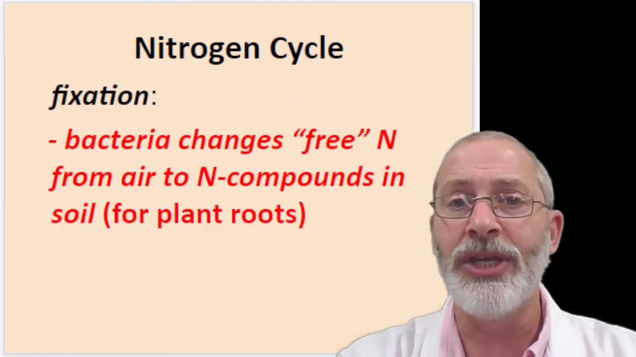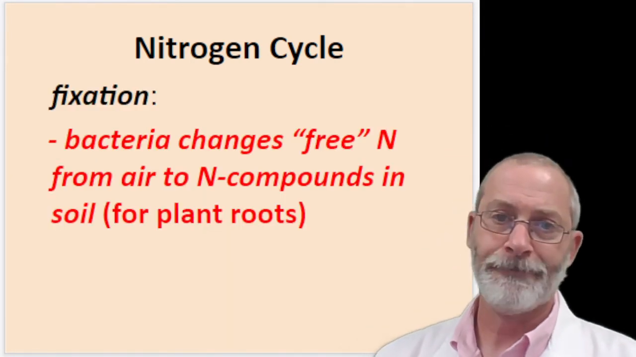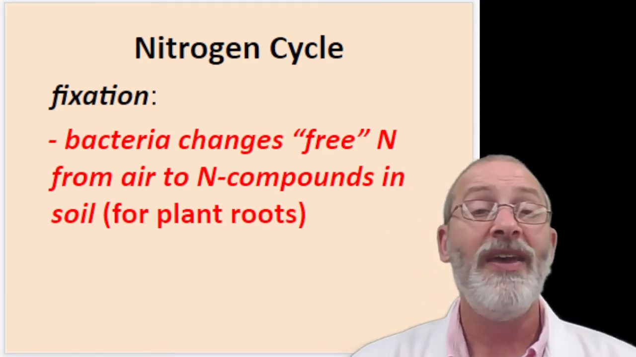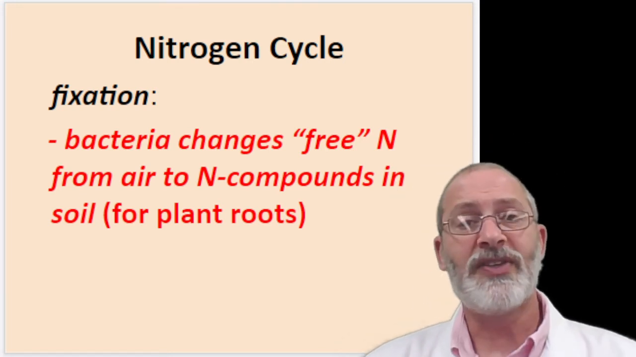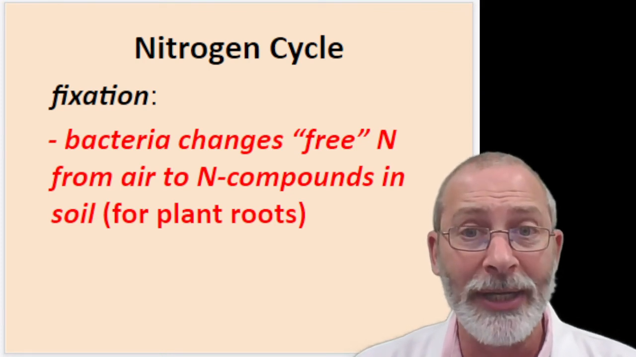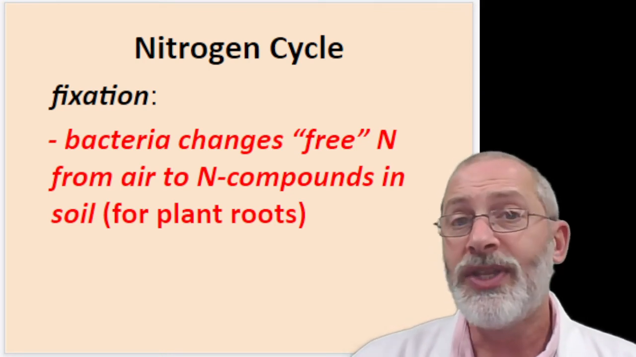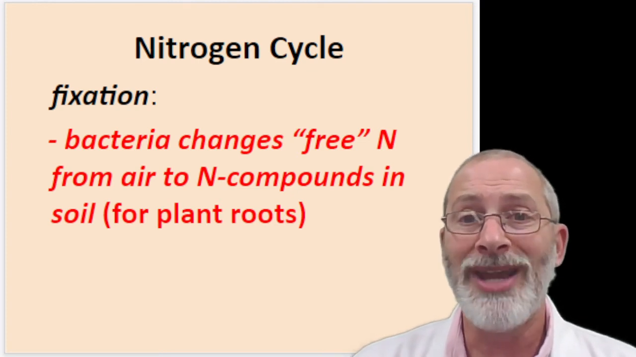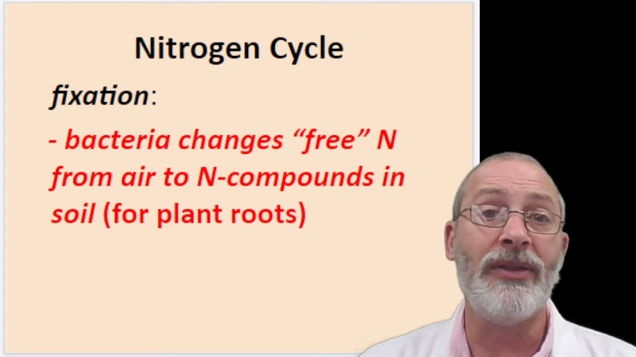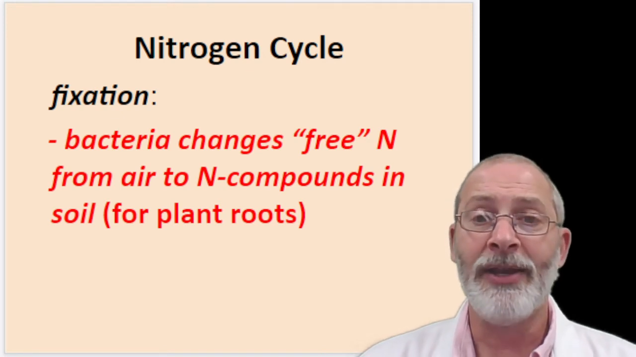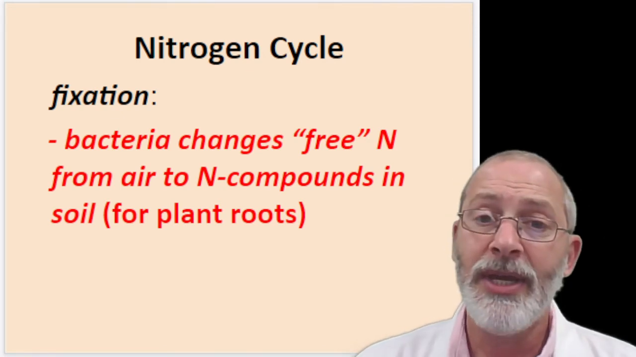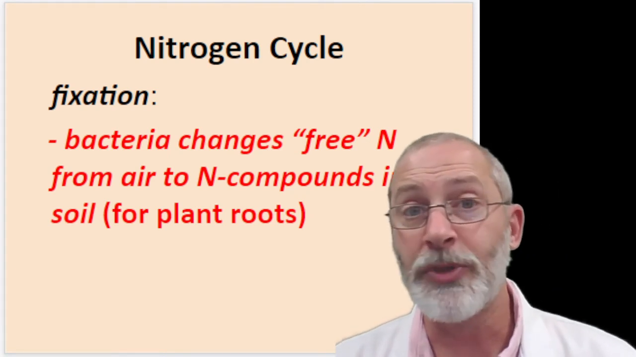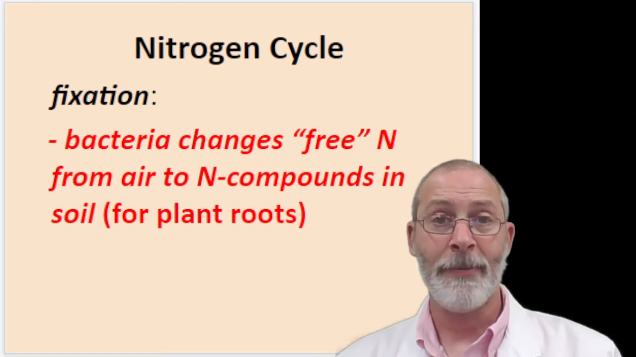So let's put this into words in our notes. The beginning part of the nitrogen cycle is called fixation. Fixation is when bacteria change the free nitrogen from the air to nitrogen compounds in the soil. And this typically takes place in the roots of plants. In fact, some plants are much better at this than other plants.